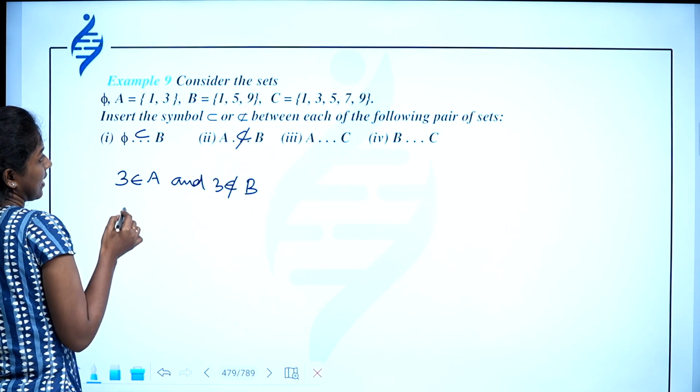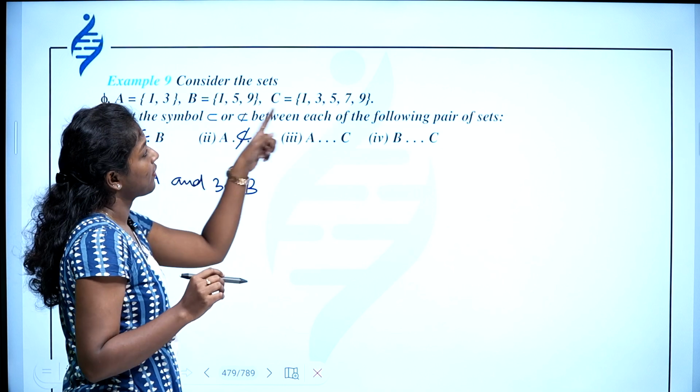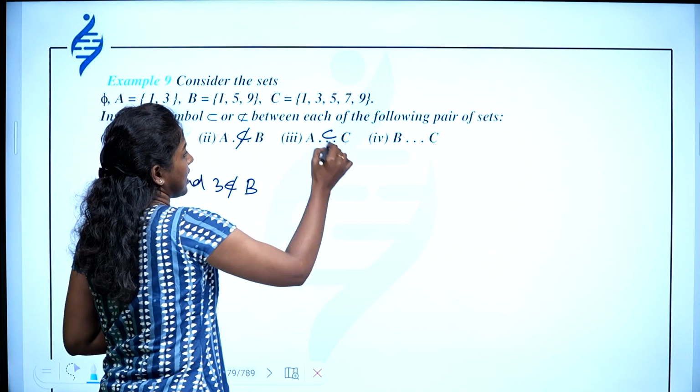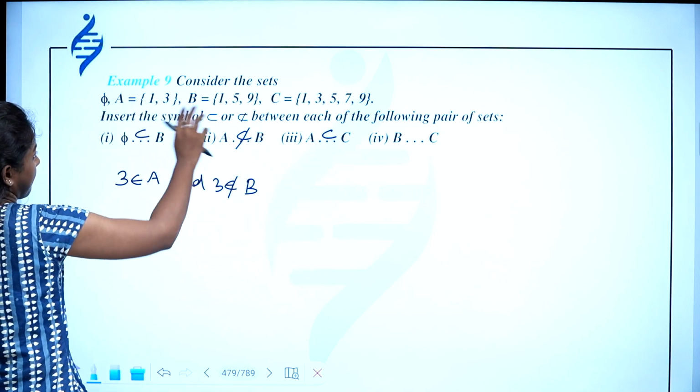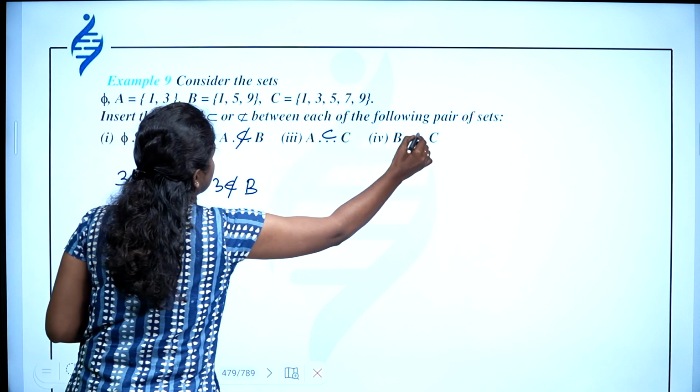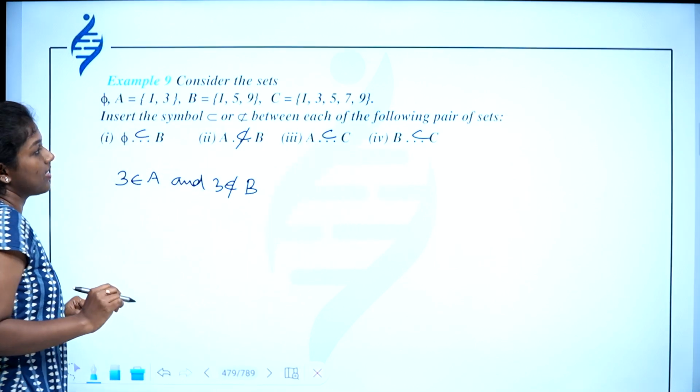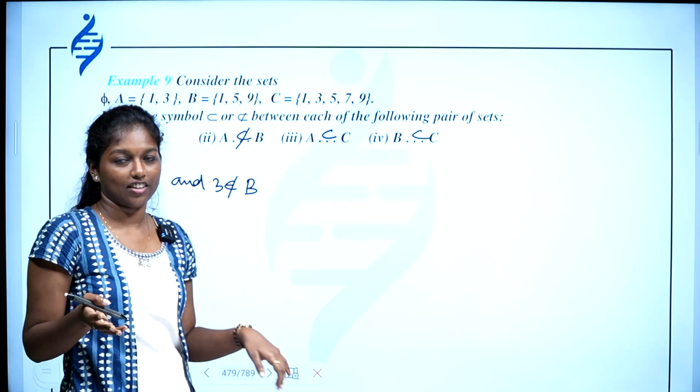Then A subset of C? Yes, C is 1, 3, 5, 7, 9. So A is a subset of C. Then B is a subset of C? 1, 5, 9, and 1, 5, 9 are in C. Yes, subset. So this is how we check whether it's a subset or not.